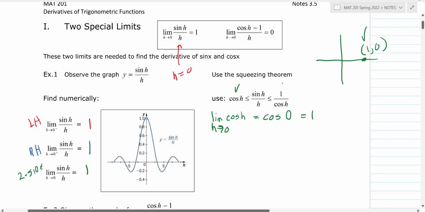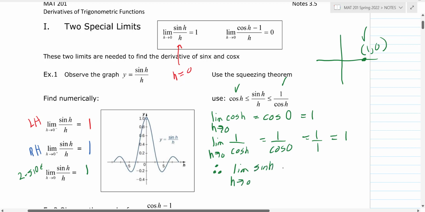Then we'll do the limit of the inequality on the right. So the limit as h goes to 0 of 1 over cosine h. That will be 1 over cosine 0, so that's 1 over 1, which is equal to 1. And then by the squeezing theorem, we can conclude that the limit as h goes to 0 of sine h over h is equal to 1. So that one we've done a nice proof of. That limit's going to pop up in our development of the derivative of sine.